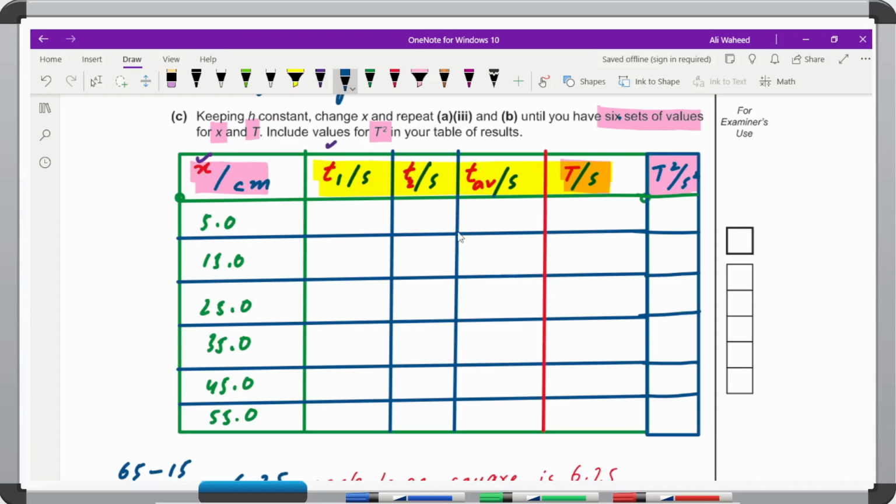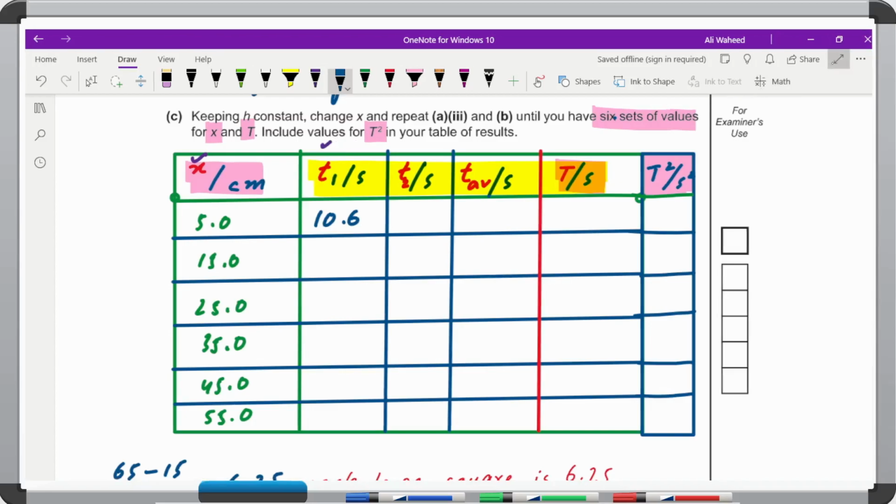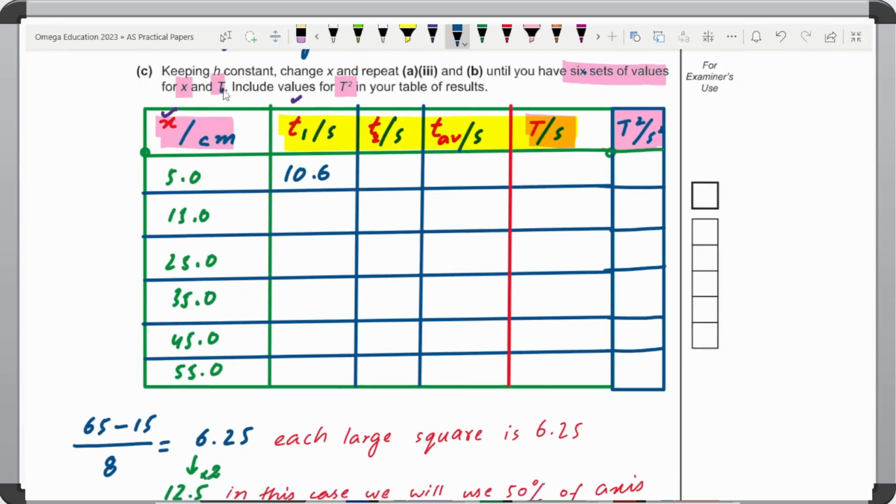So whatever the reading is, that has to be written to one decimal place. For example, let's say the reading is 10.6 seconds. It was 10.63 seconds on the stopwatch, but we'll be writing to one decimal place. Like I said, for the quantities that you measure through the instrument, be careful with the decimal places. So which ones are there to be careful with decimal places? Well, this one: be careful with decimal places.